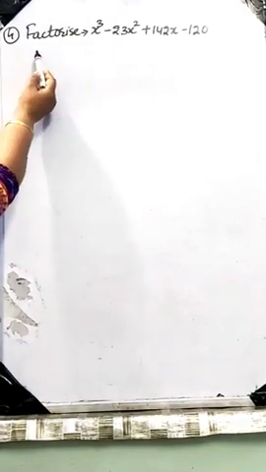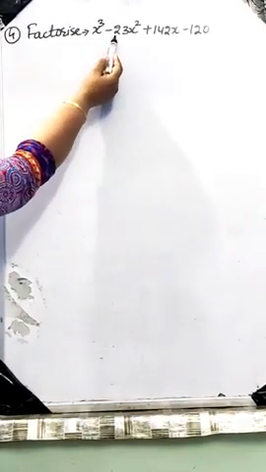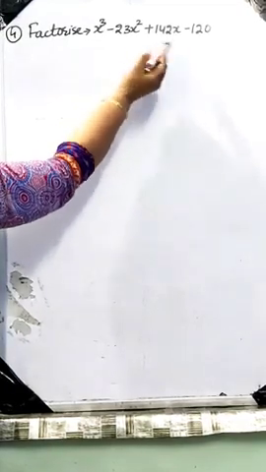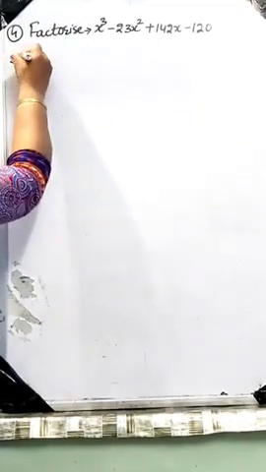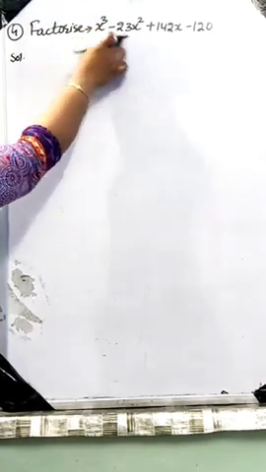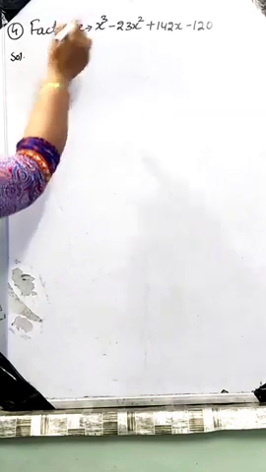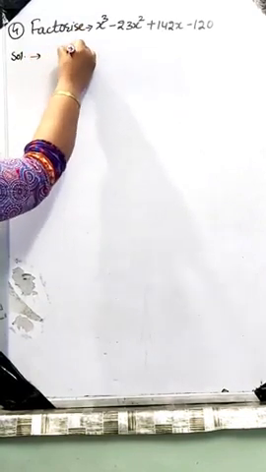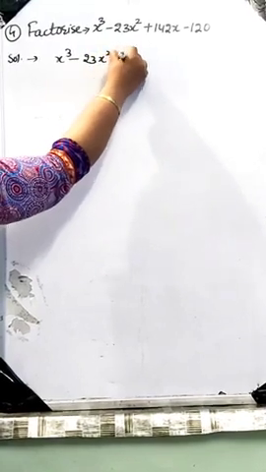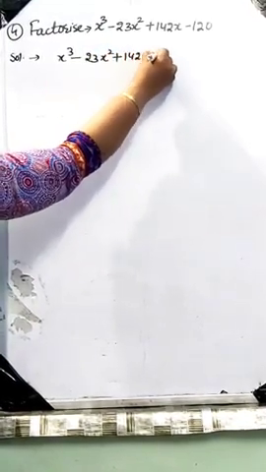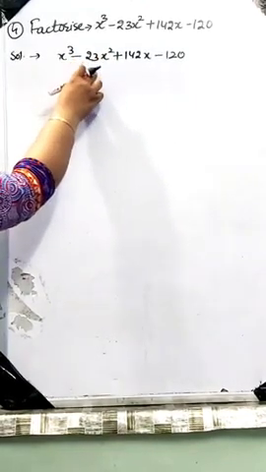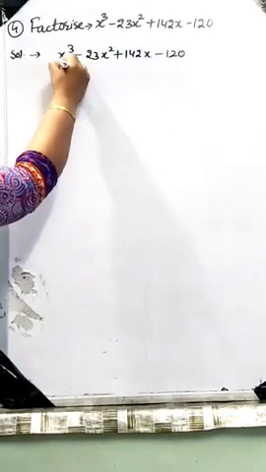The question is to factorize x cube minus 23x square plus 142x minus 120. As we know, the highest degree of this polynomial is 3, therefore it is known as a cubic polynomial. And we have to factorize this cubic polynomial. Let us try to solve this question by grouping the terms into two sections.